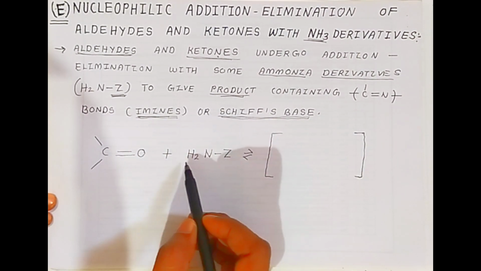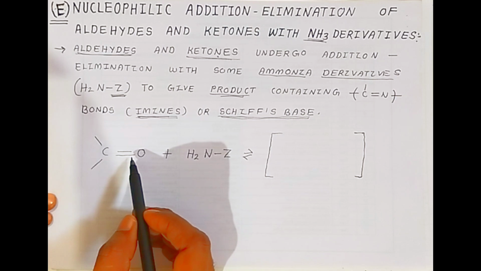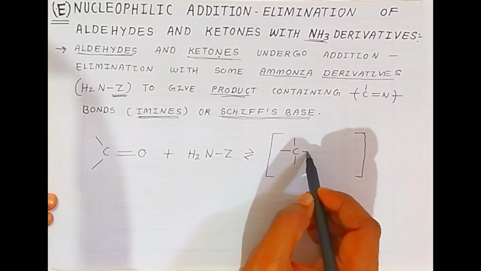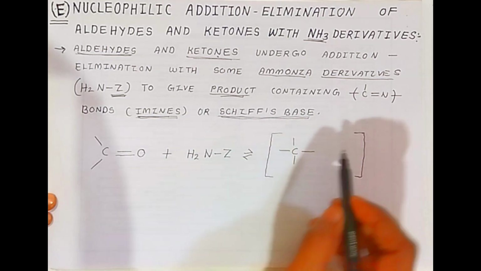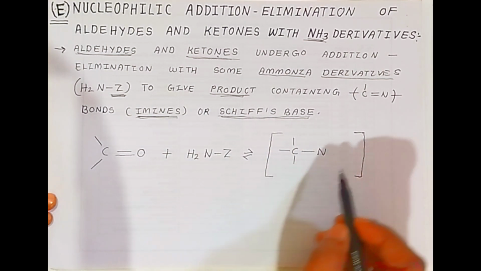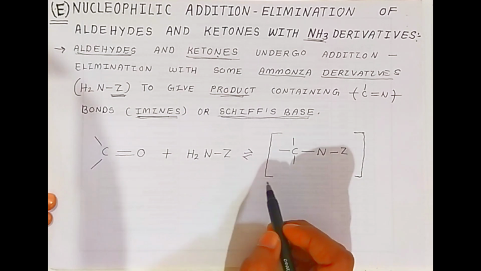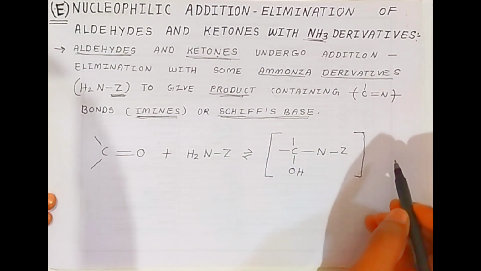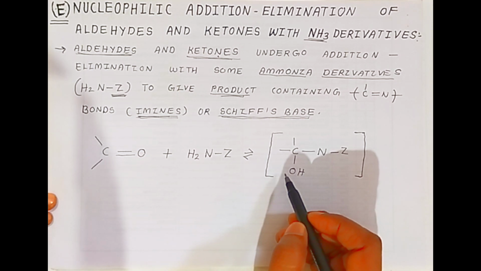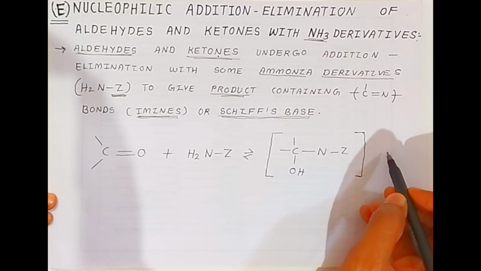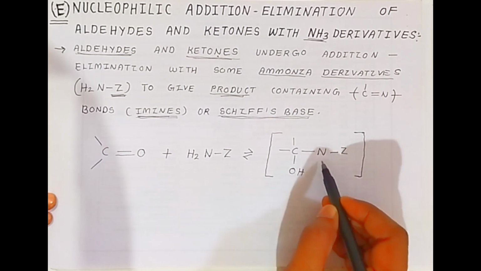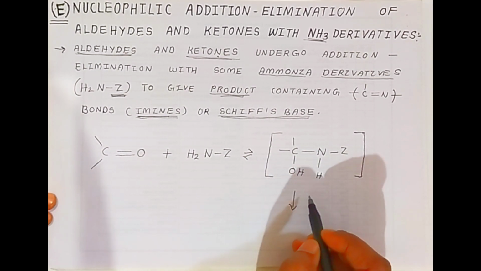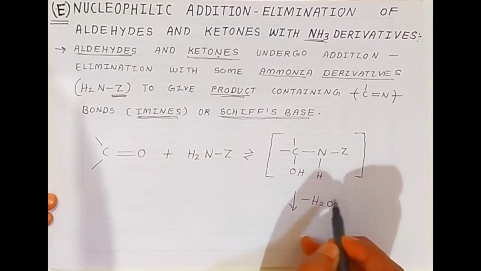What happens, students, when they add: this carbon-oxygen double bond becomes a carbon-oxygen single bond. So this way they are added. Now this is a reversible reaction. What happens in a slightly acidic medium? It will eliminate water molecules.